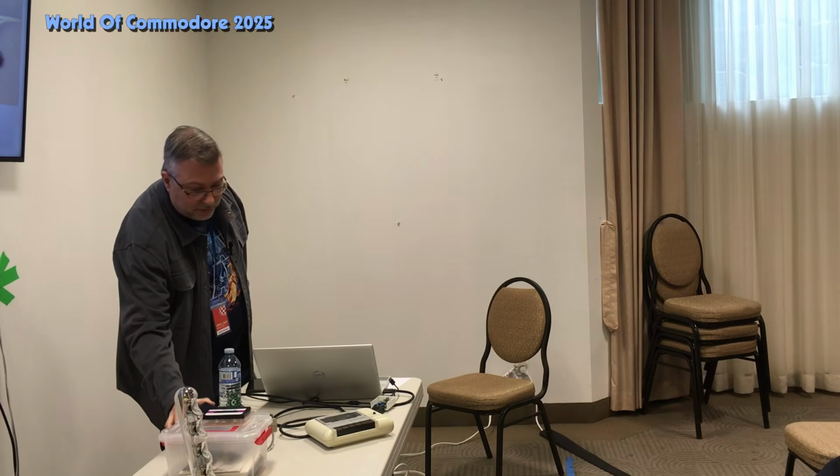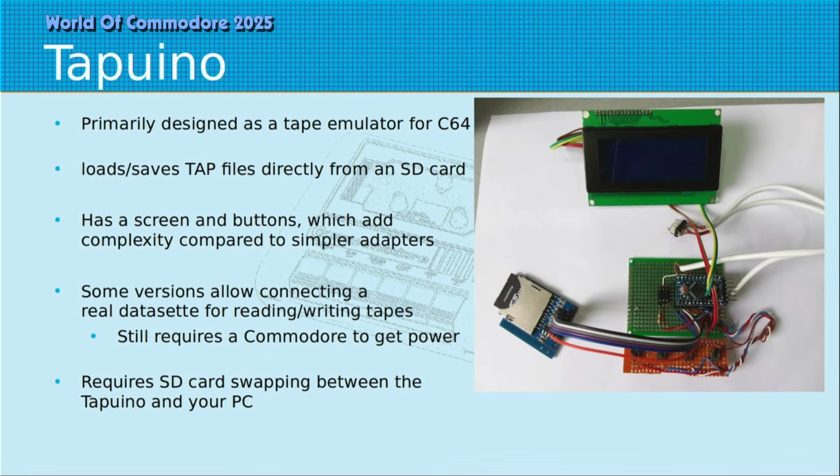Then there is TPUG. There are many versions of TPUG. This is one that I have built. TPUG is primarily a tape emulator for the dataset. You can connect this one directly to a Commodore 64. There is an SD card where you can put your TAP image and you can load and save from them. It has buttons and a screen for the tape selection, so it's a bit more complex for some people to assemble. It increases the cost a little bit, and it's a tape emulator.